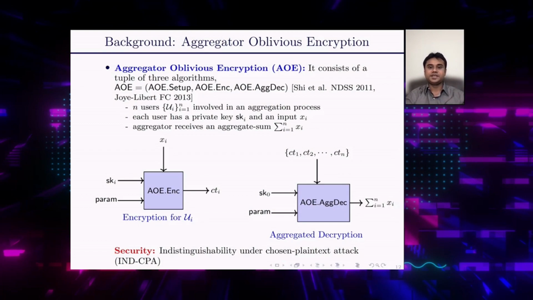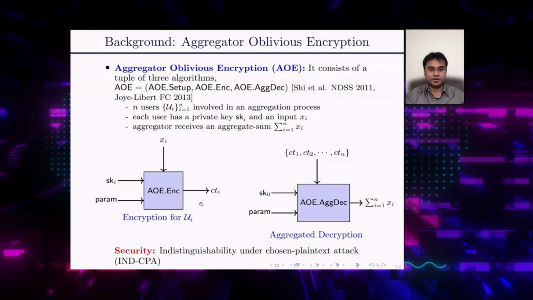And we'll look at the general definition of an aggregator oblivious scheme. This concept was actually proposed by Shi et al. In an AOS scheme, there are n users, and each user has a private input and a private key, denoted SK_i. Each user encrypts their private input x_i using the secret key and some public parameter, and produces a ciphertext. There is also an aggregator who has a private key, and the aggregator performs some computation on the ciphertexts and uses its private key and some public parameter to compute the aggregated sum, which is the sum of x_i for i equal to 1 to n.